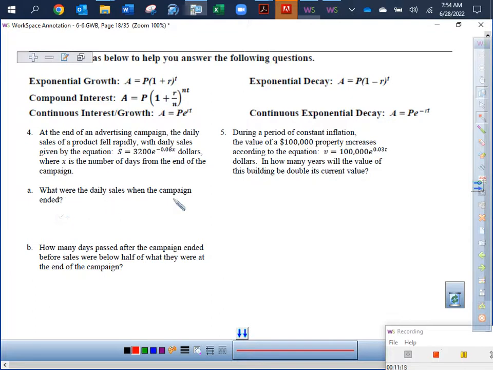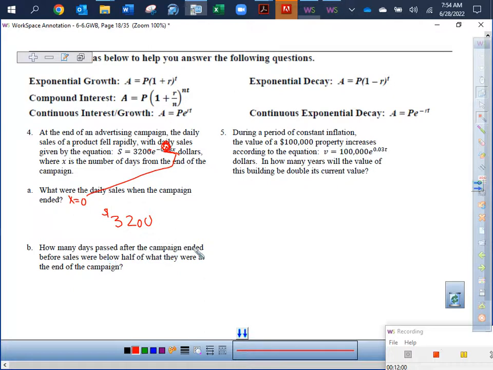So what were the daily sales when the campaign ended? That means x equals 0, because when the campaign ended, it has been 0 days since the campaign ended. If I put 0 in for x, that's actually so easy I can do it without a calculator. Negative 0.08 times 0 is 0, right? So the exponent turned out to be 0. I've got to do e to the 0th power. Anything to the 0th power is 1. And then I take that times 3,200. So 3,200 is the initial amount right there. That's how much sales they made that day after they stopped advertising.